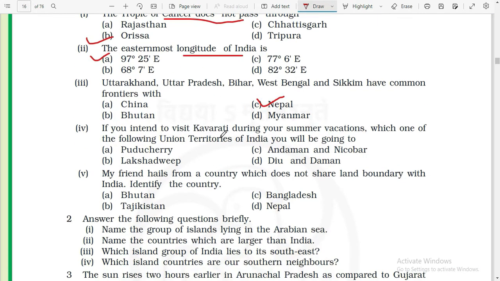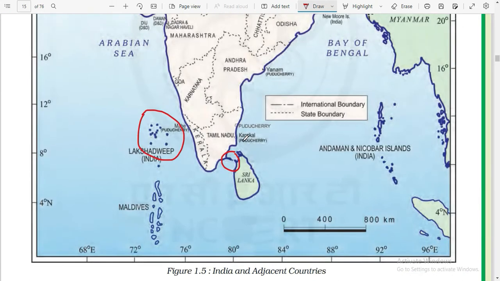If you intend to visit Kavarati during summer, which one of the following union territories of India will you belong to? So we already told the capital of Lakshadweep Islands. There are many islands in Lakshadweep. Lakshadweep is a group of islands. The capital is Kavarati.